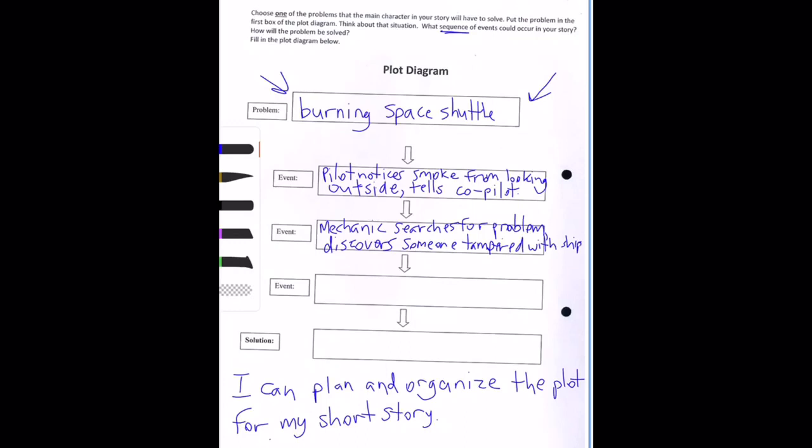Then I would maybe have the pilots or mechanics search for the person who tampered with the ship. And then mechanic is able to possibly solve the burning, right, and fix it.